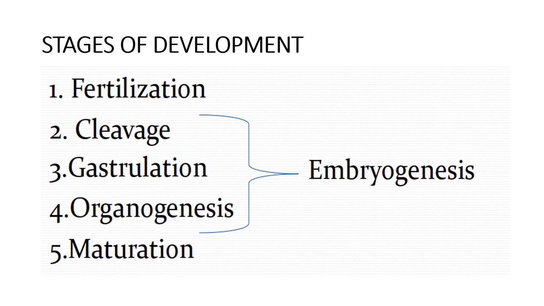Stages of development. We have fertilization as the first stage, where there is fusion of the male and female gamete to form the zygote. And then the second stage up to the fourth stage are considered the stages of embryogenesis. In the second stage we have cleavage, where there is rapid mitotic division without increase in cell size. And then we have gastrulation, where there is development of the three germ layers, that is the ectoderm, the mesoderm, and the endoderm. And then we go to organogenesis, where there is development of the various organs in the body. And then lastly, maturation.